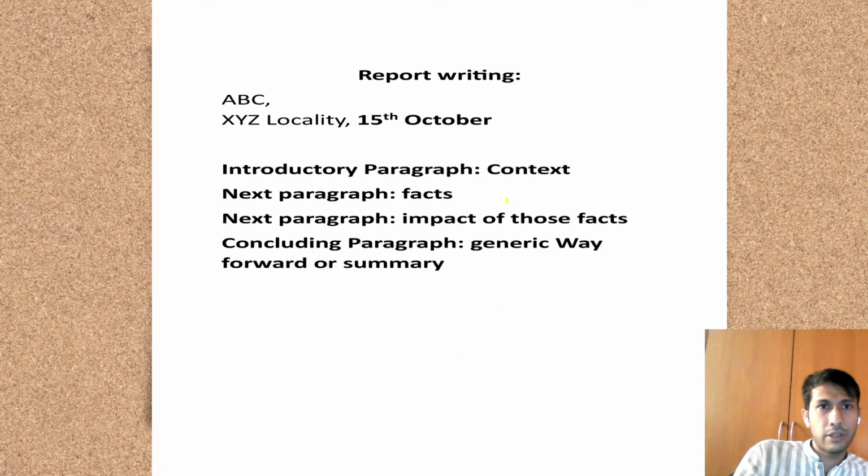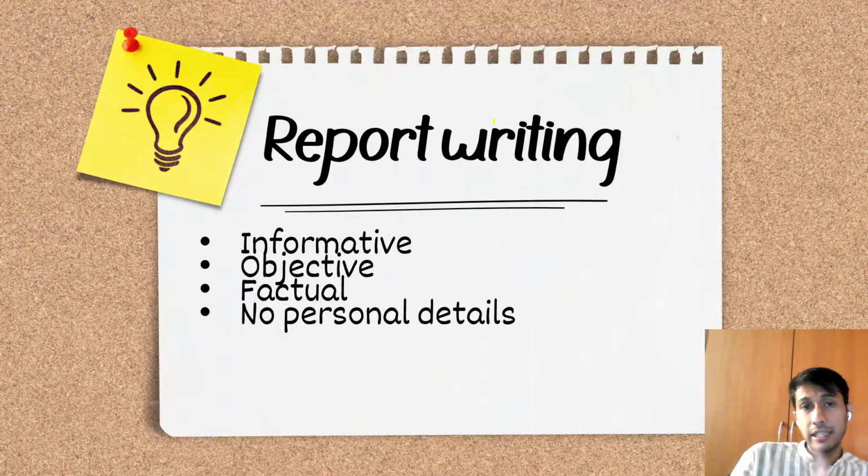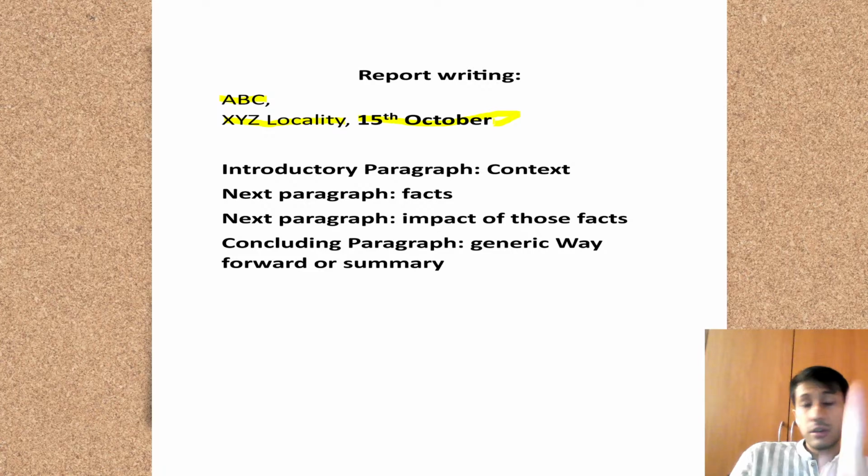Now start with your name. This ABC is your name, XYZ is your locality, and the date, 15th October. Today's date I have written, or you can go with the exam date. Here the year is not needed. Remember, for a letter you can write 15th October 2024, but for report writing you have to write just the date. ABC, XYZ locality, 15th October. As simple as that.